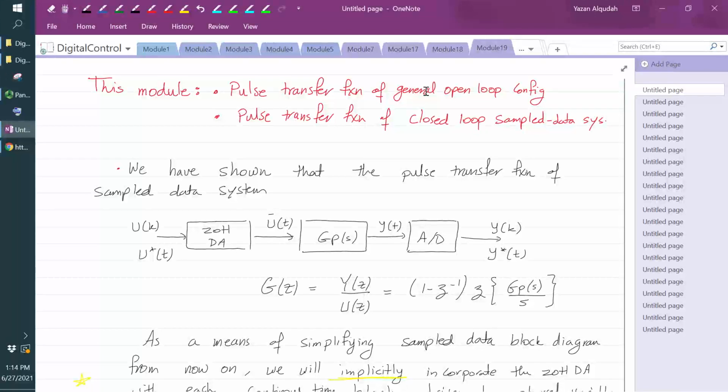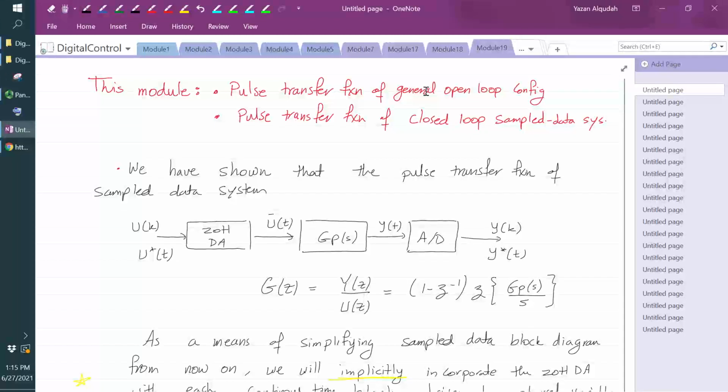Now, just to tell you where we are in the course. So far we've been trying to represent different components of the sampled data system. In this module, we're going to finish the representation and getting the transfer function of the sampled data system. And then after this module, we're going to be able to get the transfer function of any system, of any configuration, and then we're going to start looking at the response of the system, then the steady state error, the stability, the controller, etc.